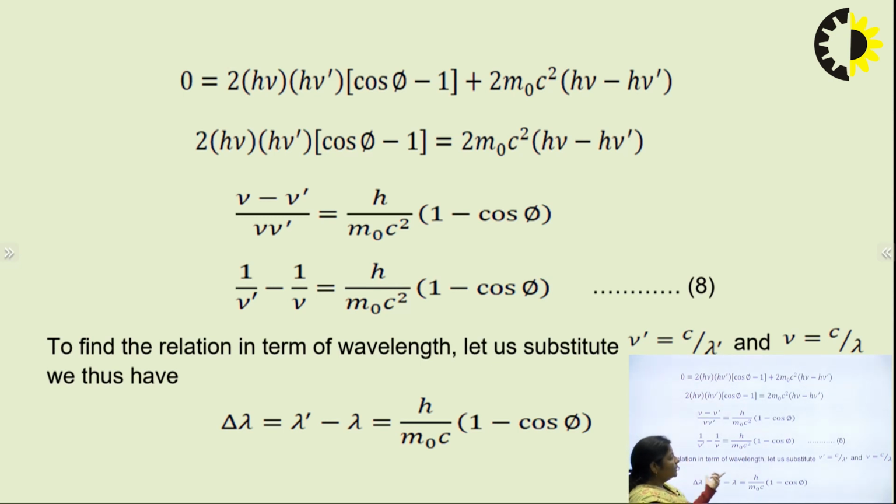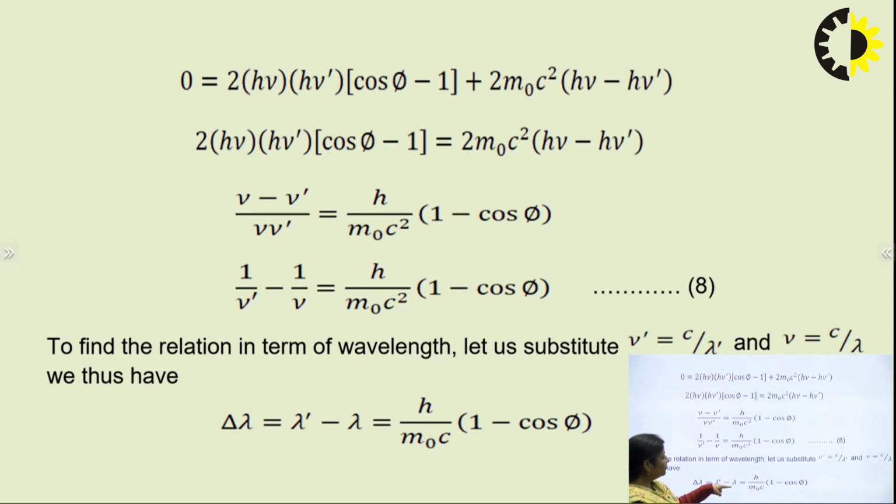So this is the expression for the frequency. Now, as I said, it will not take us much time because this is the relation between the frequency and the wavelength. So we will obtain the same expression in terms of wavelength. As you can see, we have obtained the expression in terms of the wavelength. So this is lambda dash minus lambda equals h upon m naught c times 1 minus cos phi. So delta lambda is here, lambda dash minus lambda.